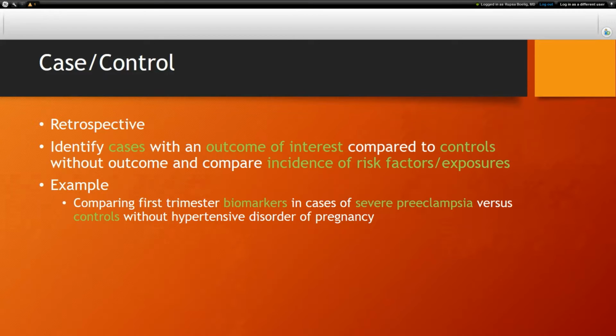It helps me to frame it a little bit, rather than, as we're just about to talk about, the outcomes, grouped by outcomes, and then comparing the risk factors or exposures.